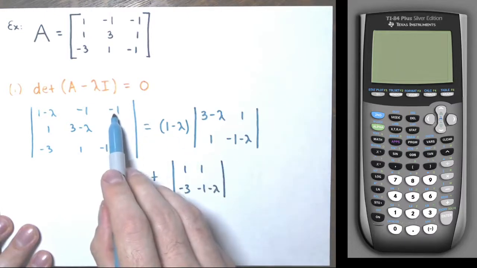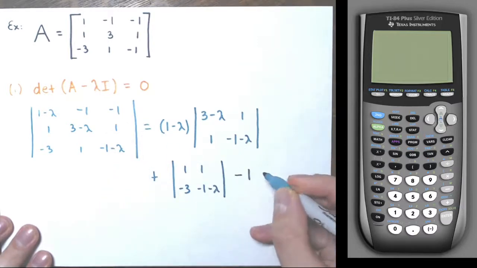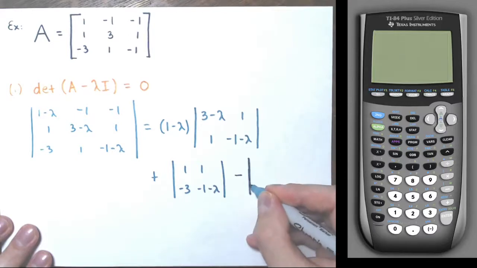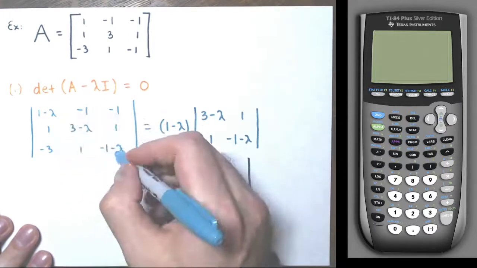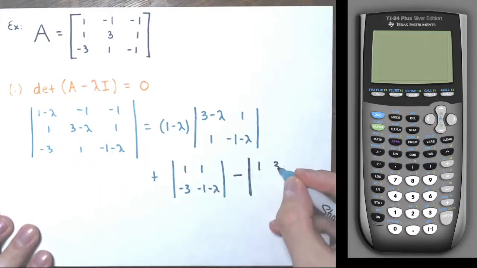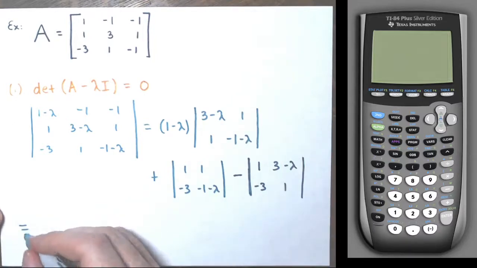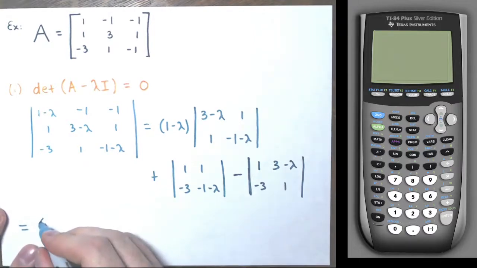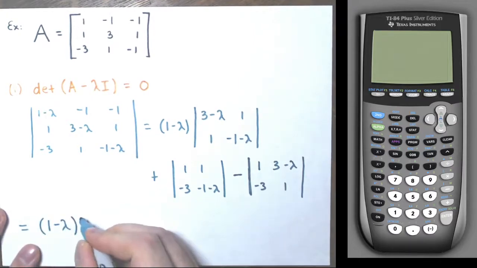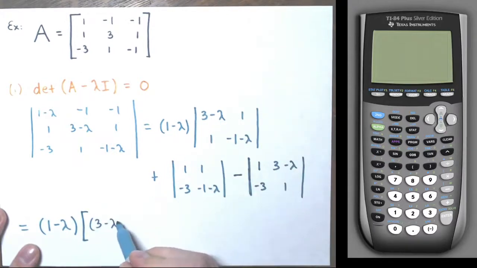And then plus negative 1 times its cofactor, which will just be the minor, so we'll have minus 1 times its minor. Get rid of that row and that column. You're left with this 2 by 2 matrix with 1, 3 minus lambda, negative 3, and 1. So a little bit of algebra going on here. We got 1 minus lambda multiplied by brackets, and I'm doing this determinant: 3 minus lambda multiplied by negative 1 minus lambda, and then minus 1.